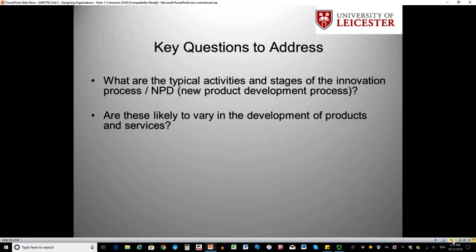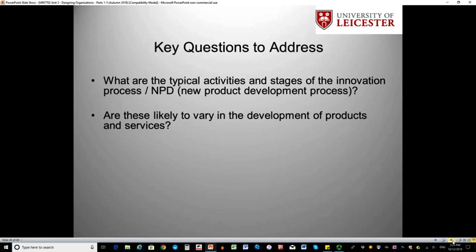So in part 4, I want to focus on the typical stages of the innovation process. I'm going to be talking about the new product development process, but I also want to talk about the way in which services are developed relative to products.